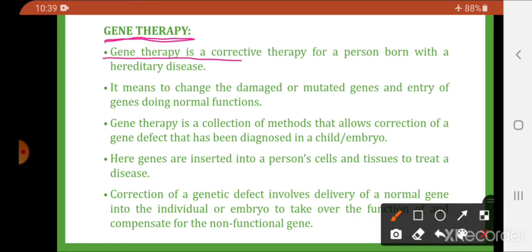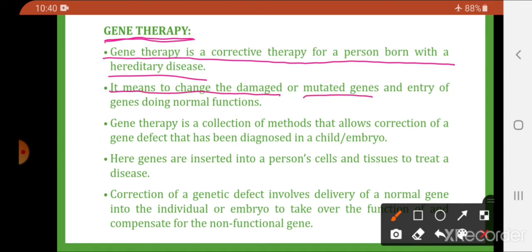So gene therapy is a corrective therapy for a person born with a hereditary disease. Suppose a person is born with a hereditary disease, then one way of curing that particular hereditary disease is gene therapy. What does gene therapy indicate? It means to change the damaged or mutated genes and enter genes doing the normal functions. What do you mean by gene therapy? सो पर्सन में जो भी डैमेज जीन है या म्यूटेटेड जीन है उसको चेंज करना, उसको रिप्लेस करना. किससे? Replacing it with the normal genes which carry out the normal functions.